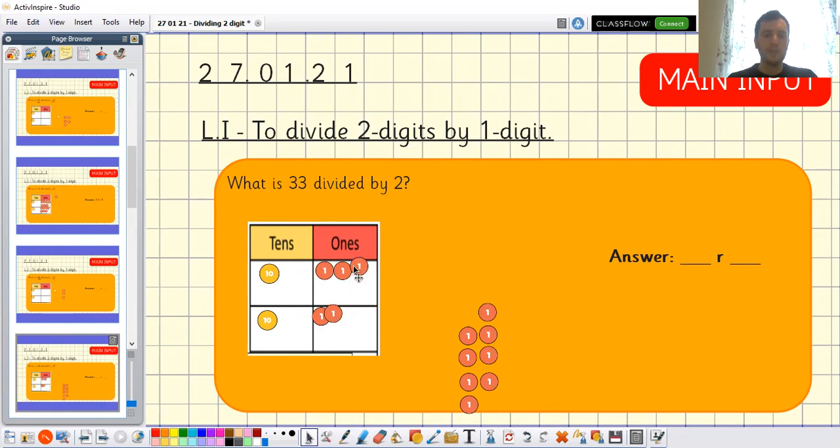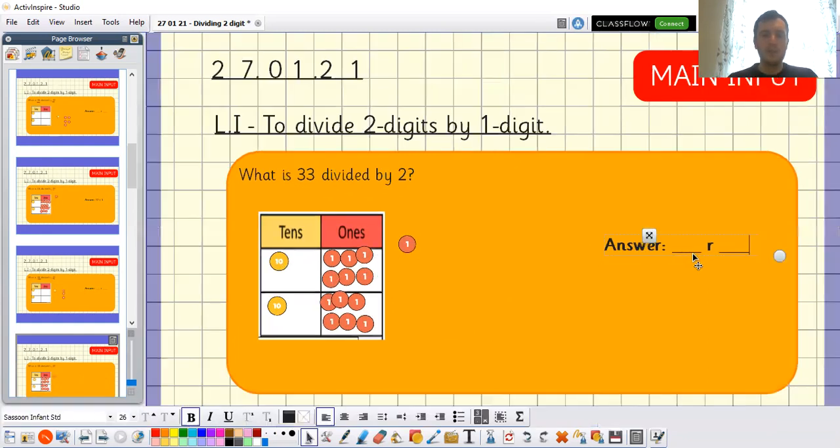There's 2 in each group. There's 3 in each group. There's 4 in each group. There's 5 in each group. There's 6 in each group. And I've got 1 left over. So that's my answer now. I can't share that last one because it wouldn't be equal. So I've got 1 10, 6 1s, and 1 left over, which would be 16, remainder 1.